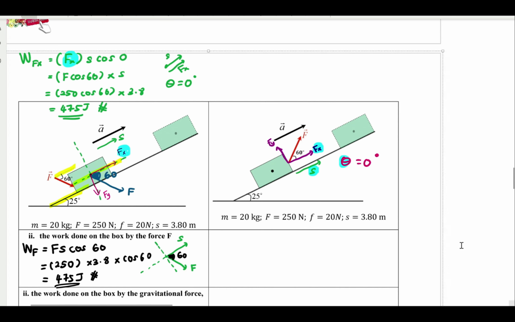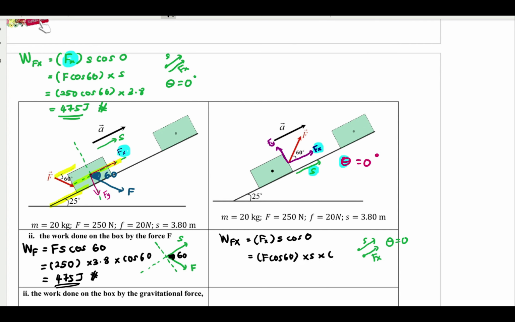So why is it equal to 0? Because the work done by Fx, we choose Fx, right? So it is Fx S cos 0. The 0 is the angle between S in this direction and Fx in this direction. So the angle is 0. But we resolved Fx earlier, so what is its value? It is not just F. It is Fx, which is F cos 60 times S times 1. So F is 250 cos 60 times 3.8. And then the answer is 861 joule.